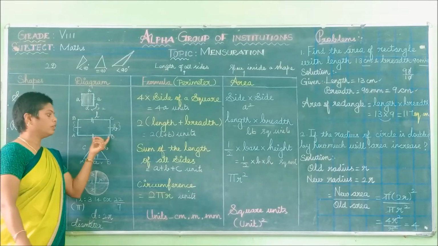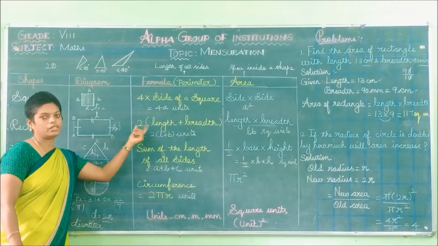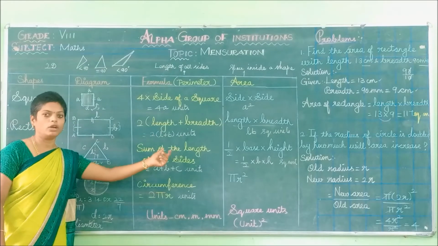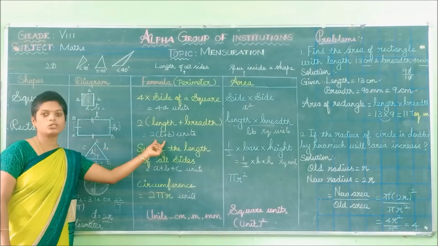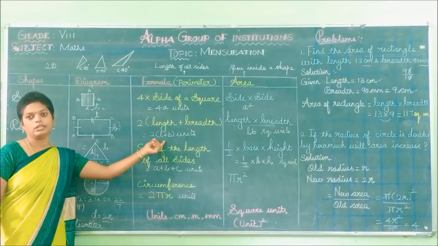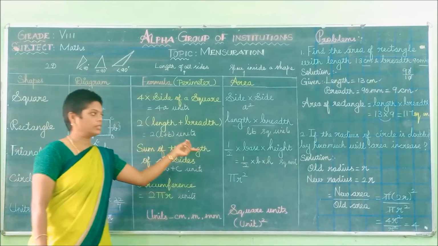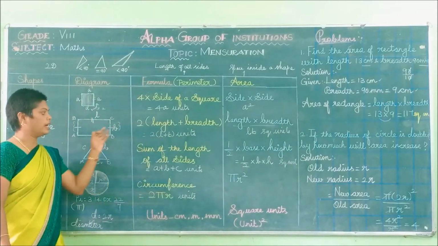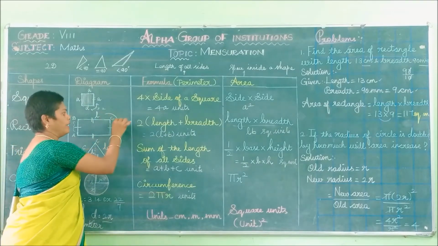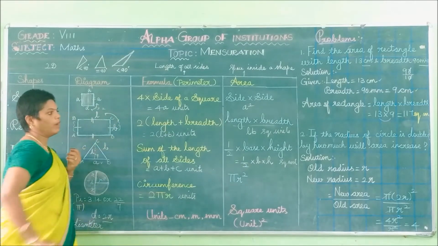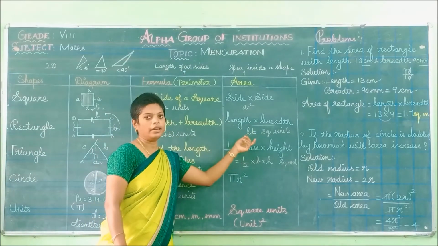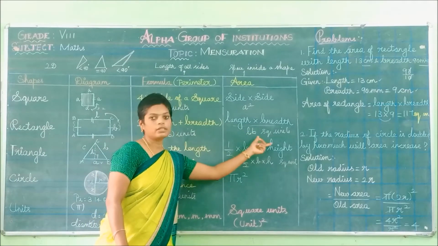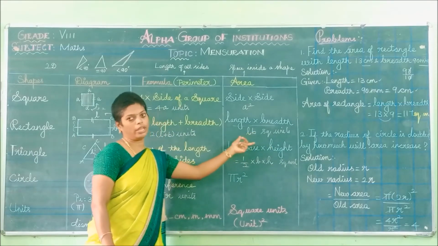So what will be the formula? For perimeter, 2 times length plus breadth, simply written as 2 into (L plus B) units. For the area, you have to multiply these two values, that is length into breadth. LB square units.